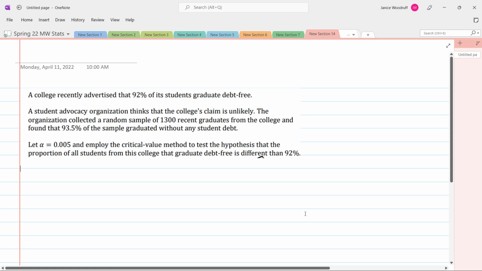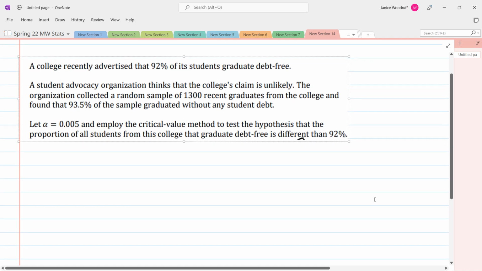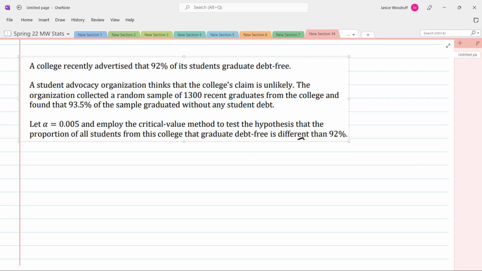A college recently advertised that 92% of its students graduate debt-free. A student advocacy organization thinks the college claim is unlikely. The organization collected a random sample of 1,300 recent graduates from the college and found 93.5% of its sample graduated without any student debt. Significance level 0.005. Employ the critical value method to test the hypothesis that the proportion of all students from this college that graduate debt-free is different than 92%. So go ahead and try that out.